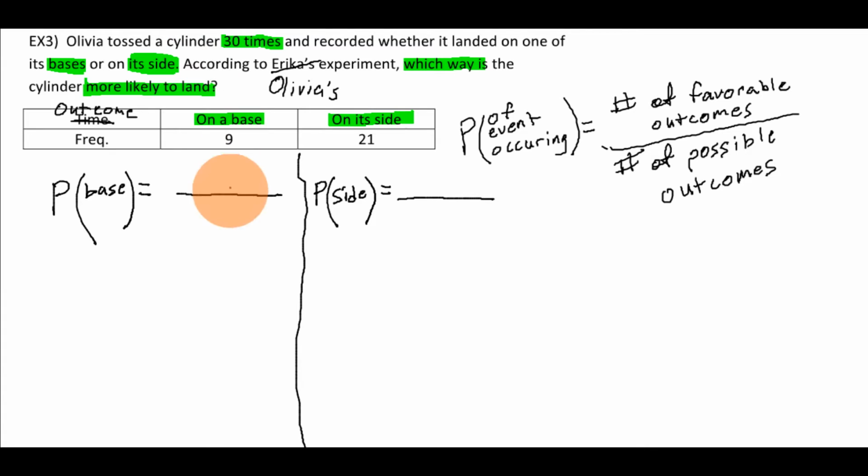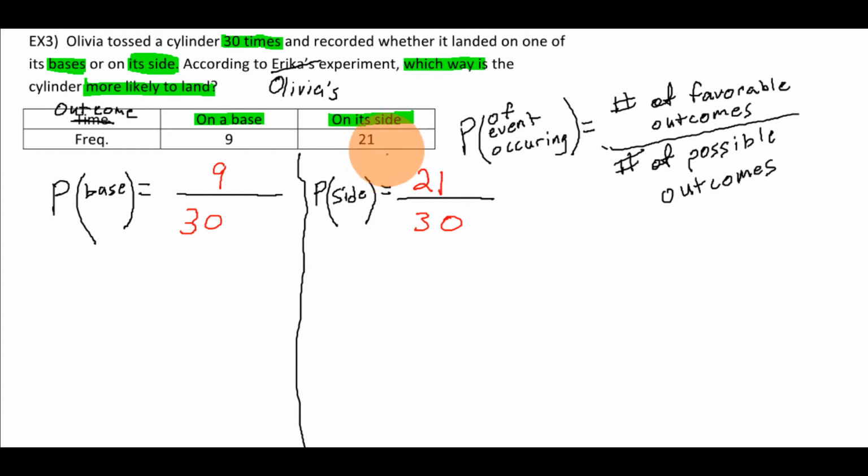All right, now this time, I'm going to look at what goes on bottom first. The number of possible outcomes, or the number of total outcomes. How many times Olivia tossed that cylinder? Well, I can either add up 9 plus 21 to get 30, or I can look in the problem, because I already know she's tossed that cylinder 30 times. So I'm going to put the value 30 on bottom, 30 on bottom, and now just ask myself, what goes on top? Well, if it lands on its base, I know that it landed on its base 9 times here, and it landed on its side 21 times.